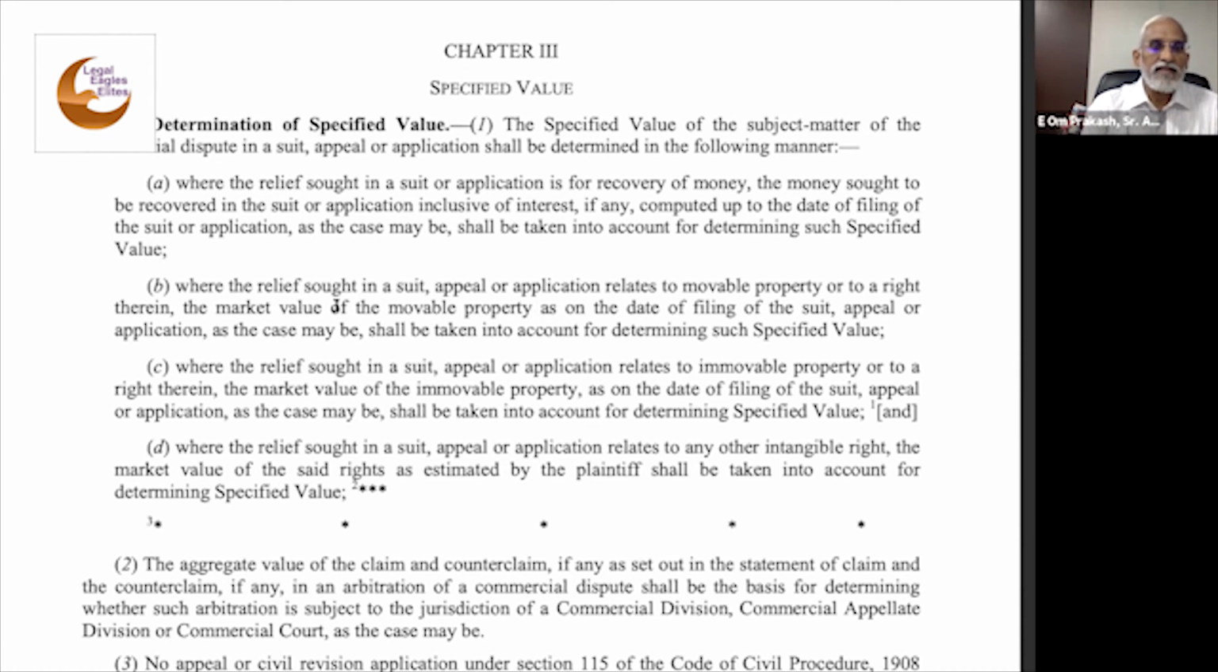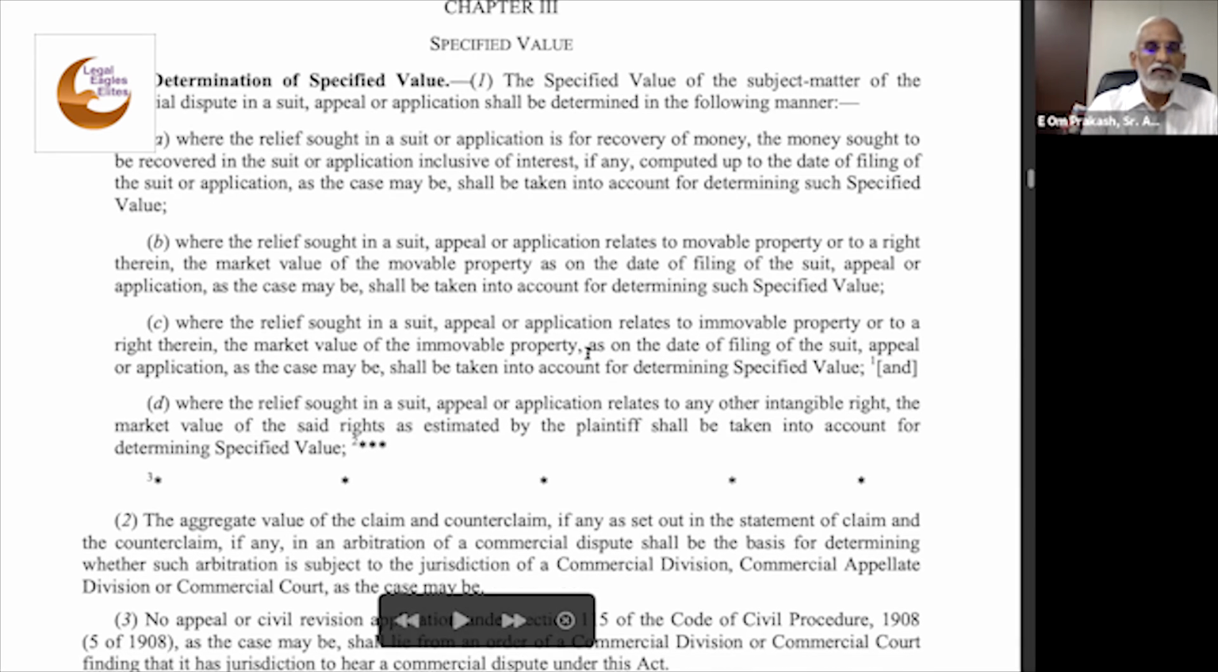Then the second situation is, if the relief sought in a suit relates to movable property or a right to movable property, then the market value of the movable property as on the date of filing the suit, appeal, and so on shall be taken into consideration. So this second limb is a valuation which you have to arrive at in respect of a right relating to movable property, which is the market value of the movable property as on the date of filing. Then the third limb says if the suit relates to an immovable property and a right therein, again it is the market value of the immovable property as on the date of filing of the suit.